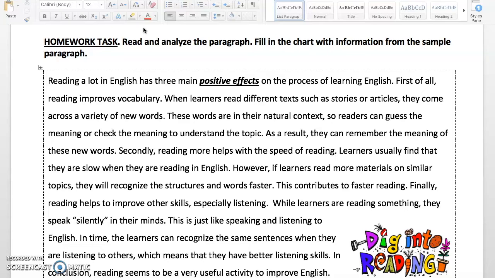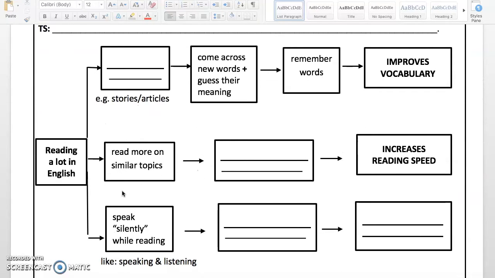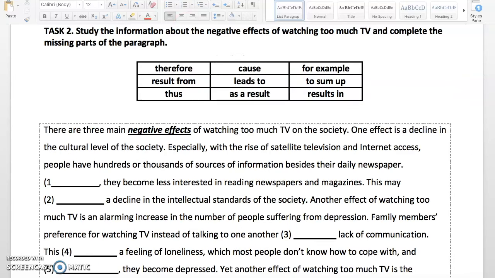On page 2, there is another task, homework task, and in this task there is another sample paragraph written on the positive effects of reading a lot in English. Pause the video, have a look at this paragraph, and fill in the blanks in this analysis here. Fill in the blanks in this chart here will help you understand the links between the minors better. So, when you write your own paragraph, hopefully you will have a nice link like this between your minors too. Alright, I hope you finished homework task.